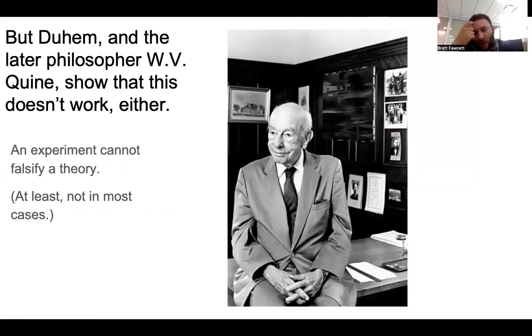But Duhem, as well as a later philosopher named Quine, show that this does not work either. They argue that basically, for the most part anyways, an experiment can't falsify a theory. Duhem said this only applied to physics. Quine says it applies to all knowledge. I think the answer is actually somewhere in the middle. But still, it's a lot harder than Popper says it is. Let's look at an example of this.